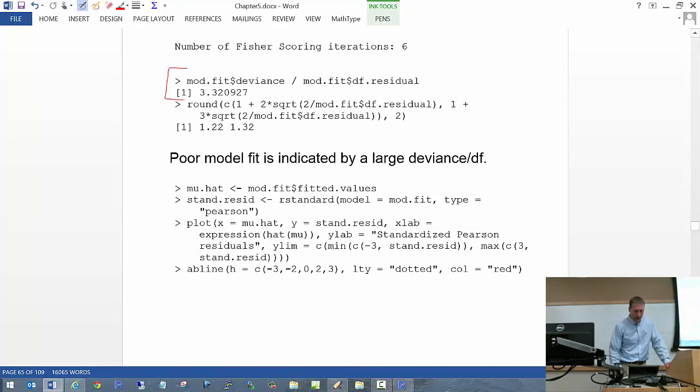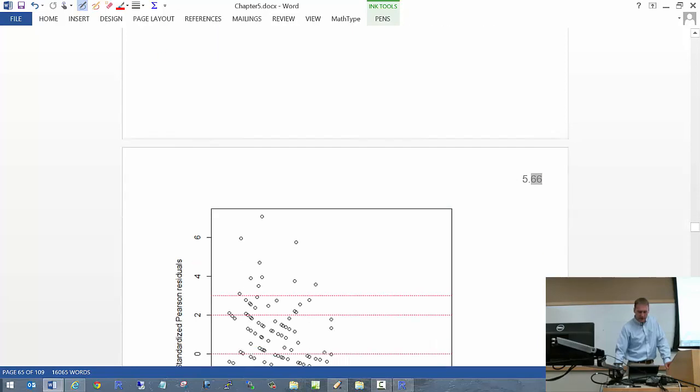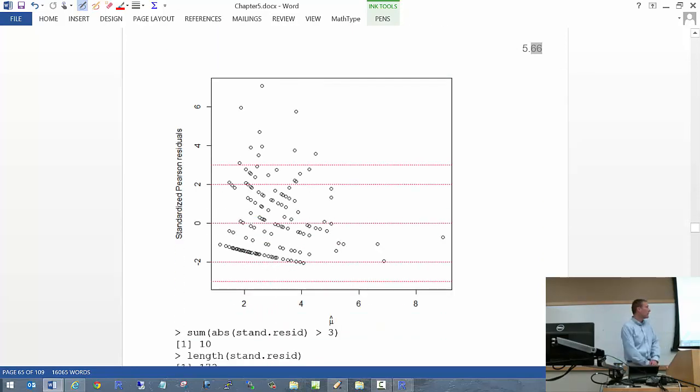How about a residual plot? So what I do is I get all my predicted values out, my mu hats. I find my standardized Pearson residuals using the R standard function like we've done before. And then I plot mu hat on the x-axis and standardized residual on the y-axis. I put in my nice little threshold lines, and this is what I get. So what do you think? Do we got problems?